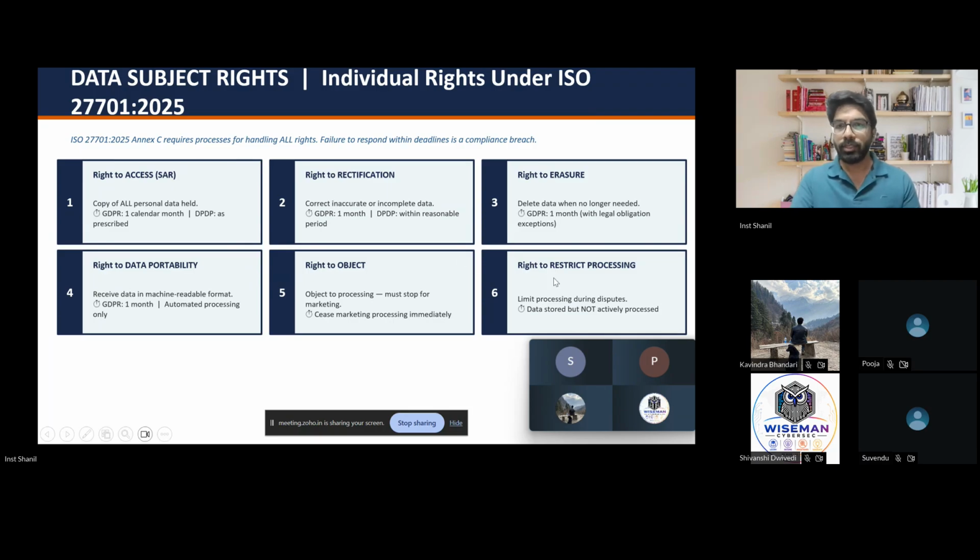Right to restrict processing. Limit processing during disputes. Data stored but not actively processed. Even if a company is storing your data and says that it is not processing it, it is just stored, you can always ask them to delete it, right? You can ask them to limit its processing during disputes. You can say, don't use my data in relation to this particular dispute. So these are the rights which a data subject has.